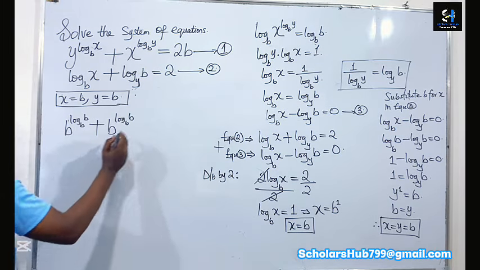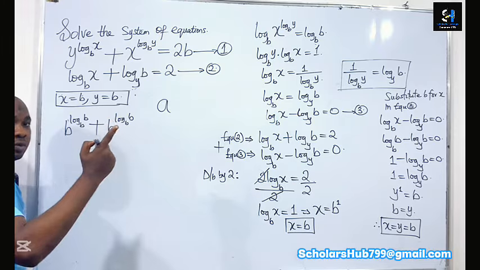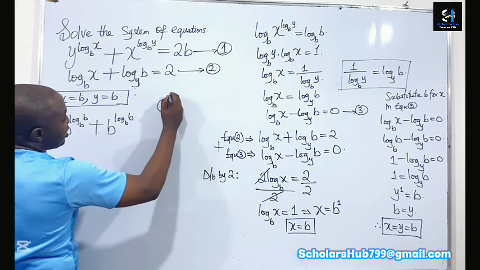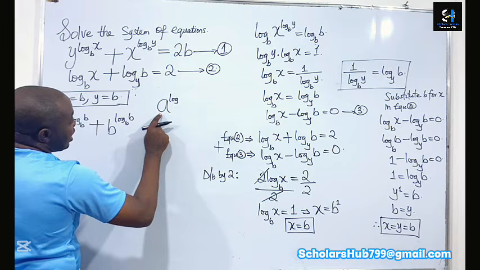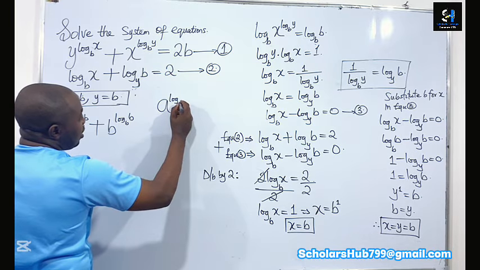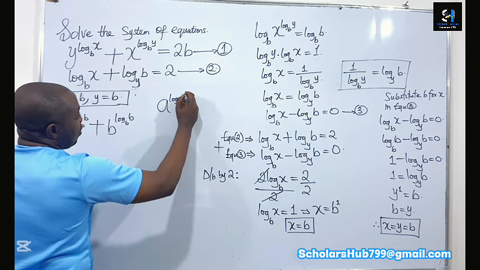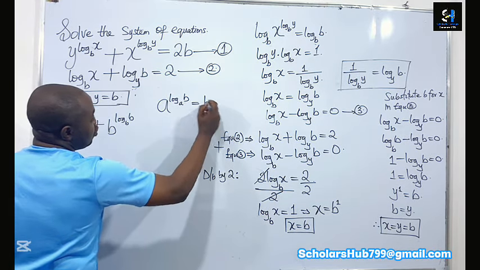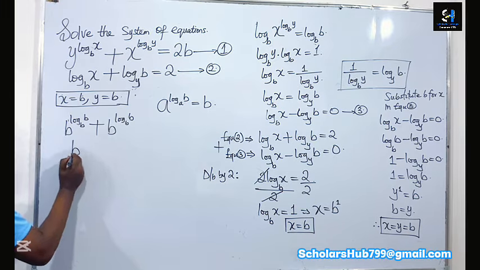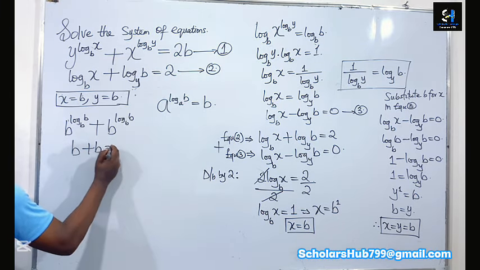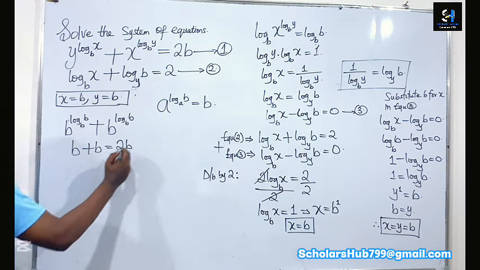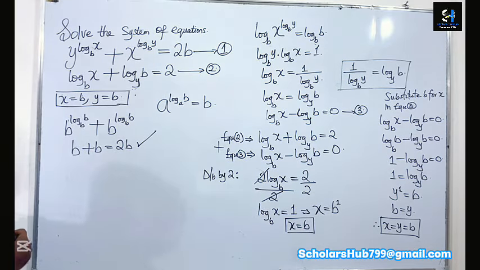We know that one of the properties of logarithms is that a raised to the power of log base a of b will be equal to b. So in this case, this will be b plus b, and that will be equal to 2b. And this verifies equation 1 using the values of x and y.